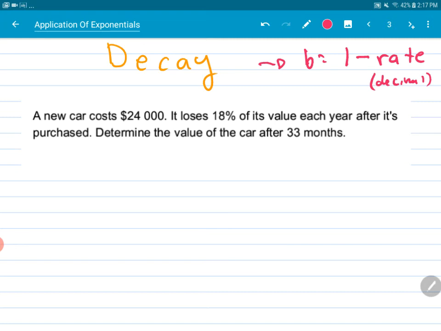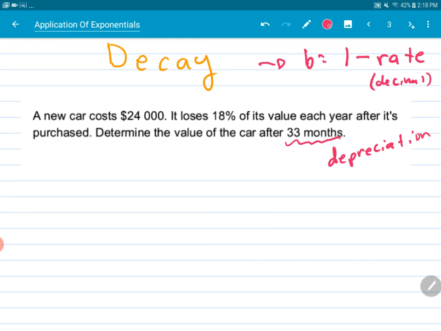Another word to call this, and like this is a real life thing, your car loses value the moment that you buy it pretty much. It's called depreciation. So the same thing of a car losing value also is depreciation. All right, determine the value of the car after 33 months.